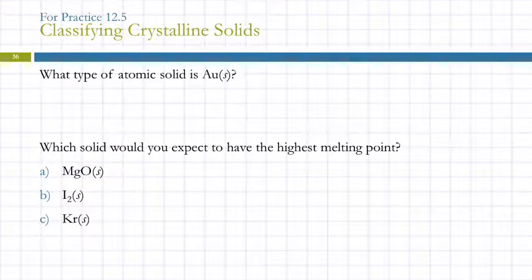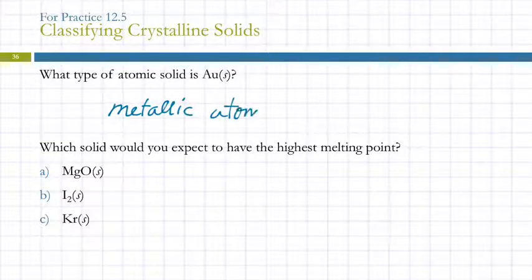Okay, so what type of an atomic solid is gold? Don't overthink this. Metal, metallic, yeah. Oh, yeah, sorry about that. It's a metallic atomic solid. It's a metal. Anything that's a metal is a metallic atomic solid.